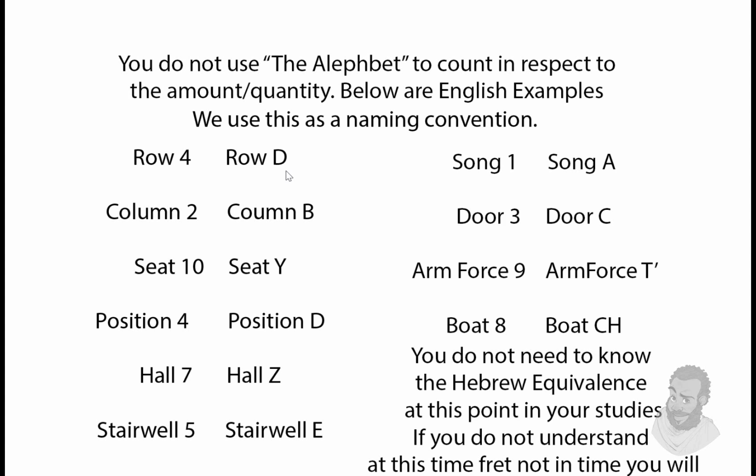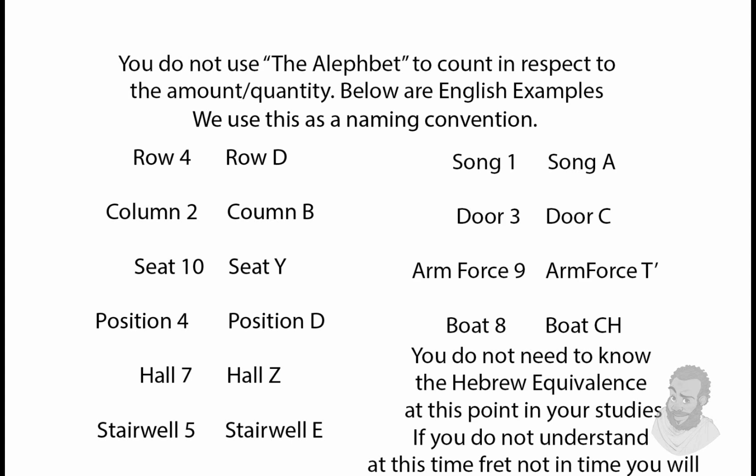This is not a counting scheme, okay? This is not a way of you counting exactly. It is a way of naming something. So column 2, column B, seat 10, seat Y. Position 4, position D. Hall 7, hall Z.